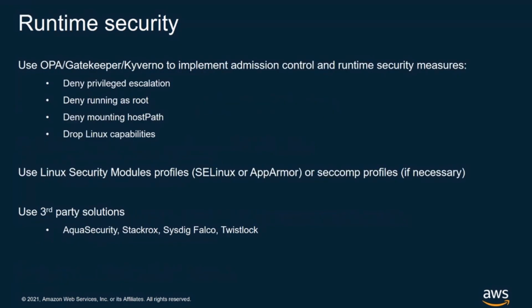For runtime security, we recommend using admission controller-based solutions like OPA, Kyverno, or Gatekeeper. And you can implement runtime security measures that include things like denying privilege escalation, denying running as root, denying mounting host paths, and dropping Linux capabilities. These are really considered table stakes, and they help you mitigate the risk of an attacker escaping the confines of a pod or a container and getting access to the host.